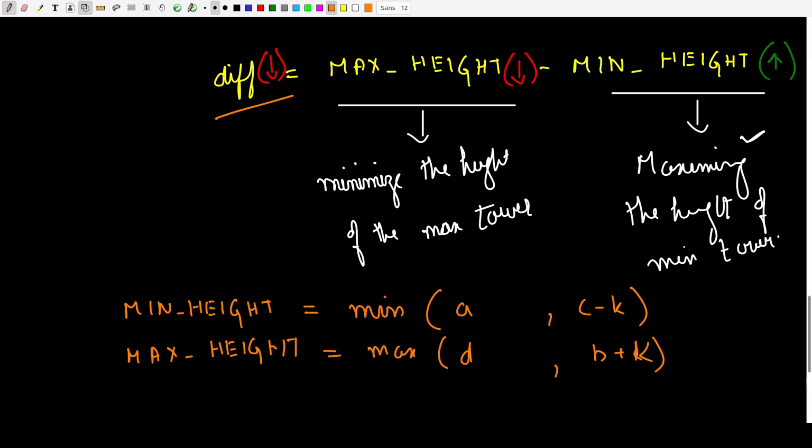Since our objective is to minimize the difference, when we are computing the minimum height, our objective is to maximize its height. For that reason, this has to be plus K. Similarly, when we are maximizing the height, our objective is to minimize the height, because of which this will be minus K. And folks, in this way, we will be able to compute the minimum height tower and maximum height tower.